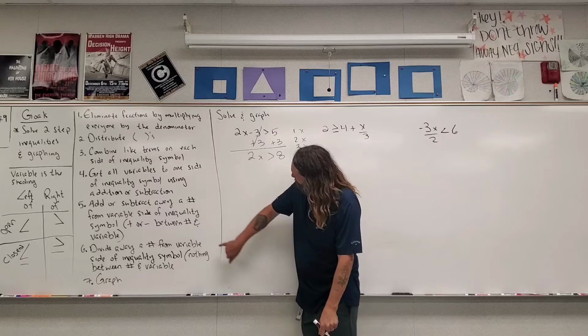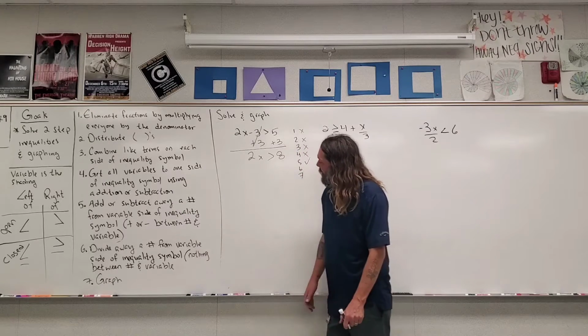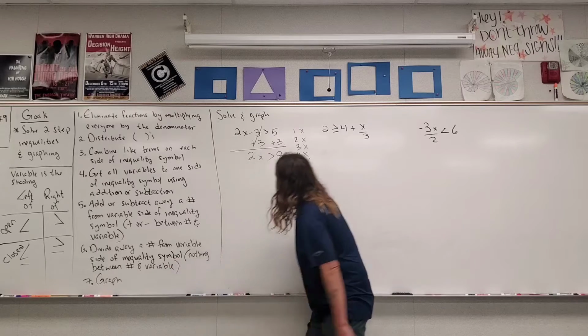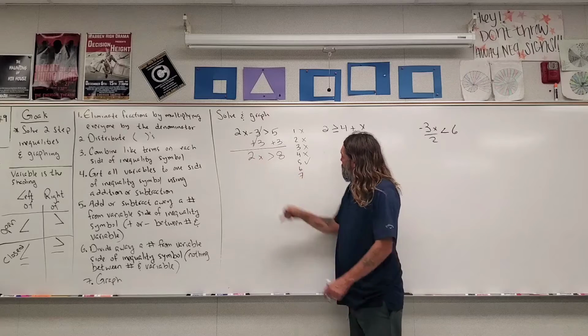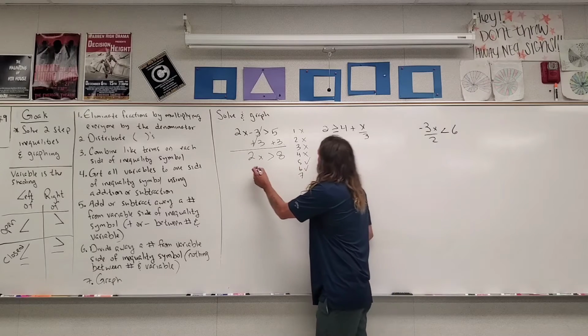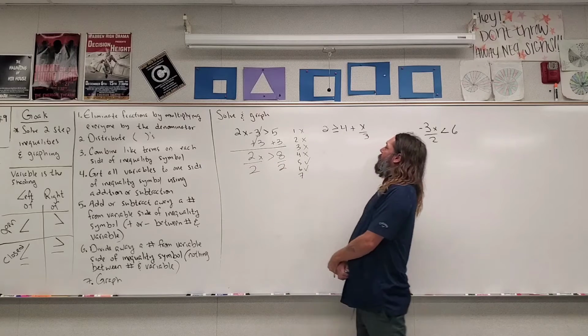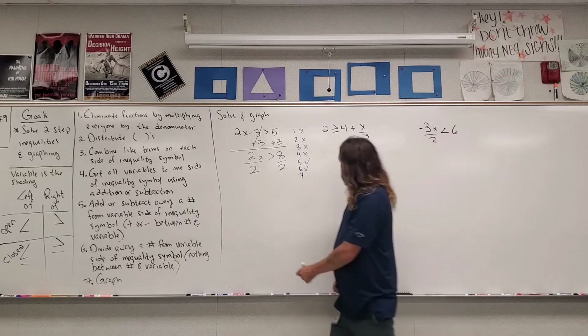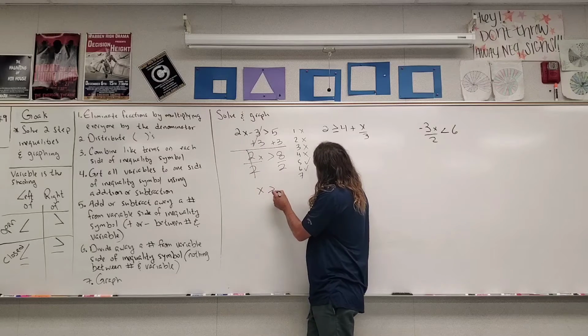Step 6, divide away a number from the variable side of the inequality symbol. That means there's nothing between a number and a variable. I have a 2 that's right next to the x, and there's nothing between it, so I need to do step 6. Divide by 2, divide by 2. The 2's cancel out, and I'm left with x is greater than or right of 4.